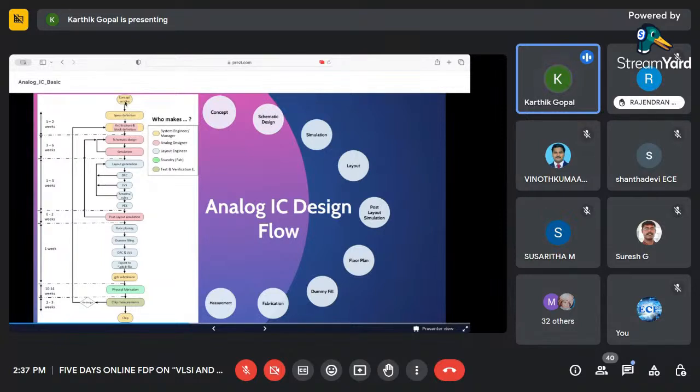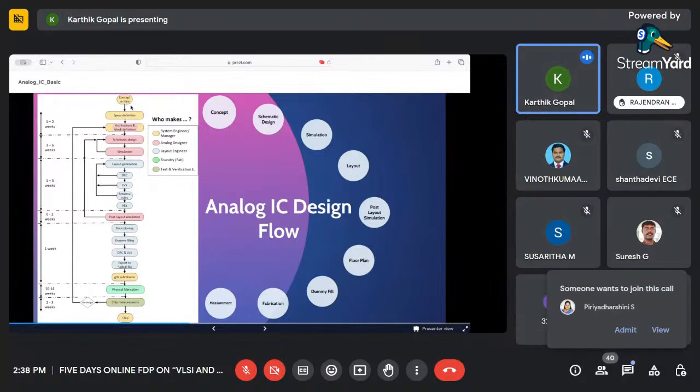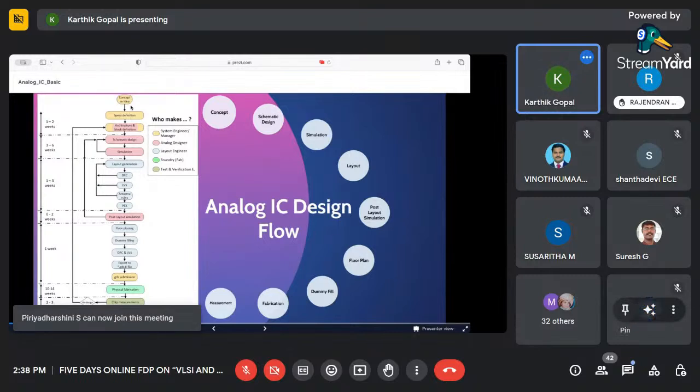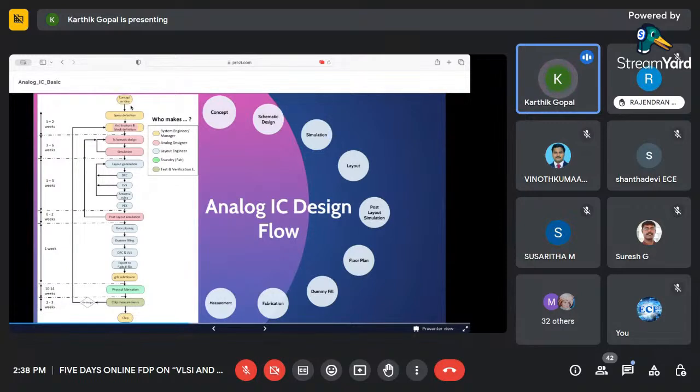An idea is like, you can assume anything, say a mobile phone. I keep talking about the mobile phone because it is more generic and easy to grasp. So this concept or idea of creating a mobile phone is done by a system engineer. Every company will have a team of system engineers. They know what the market requires, what needs to be given to the market, and what kind of product will be a hit.